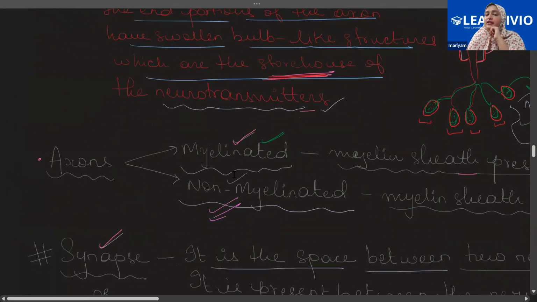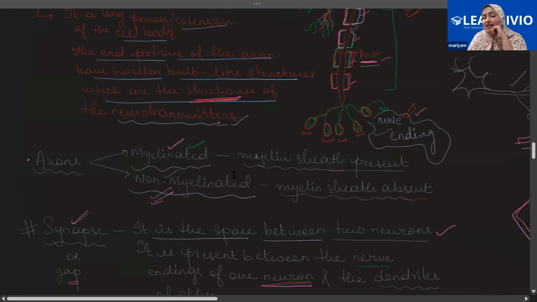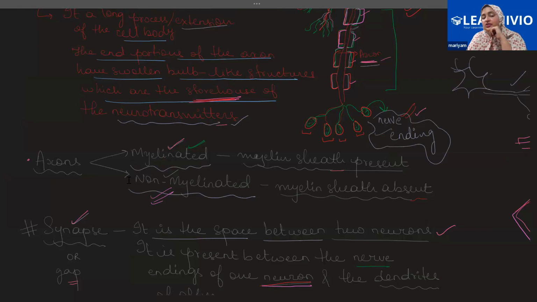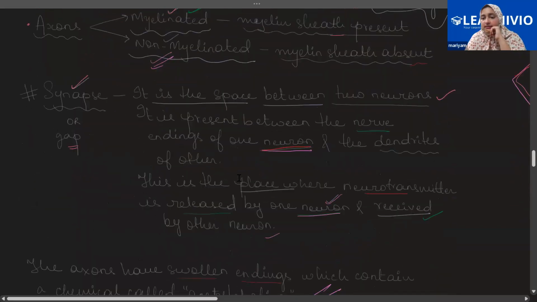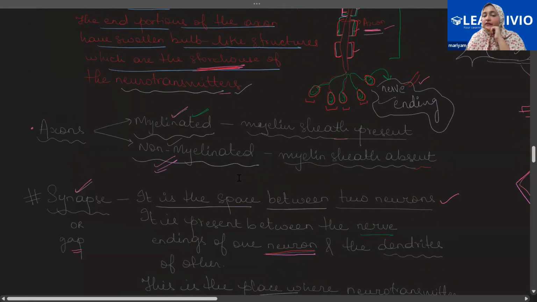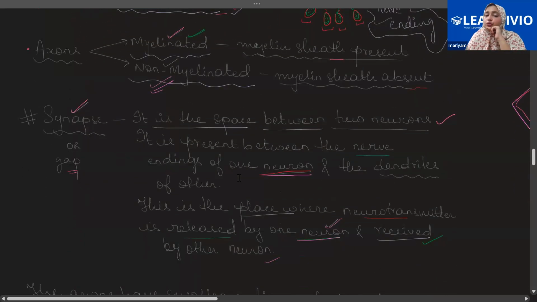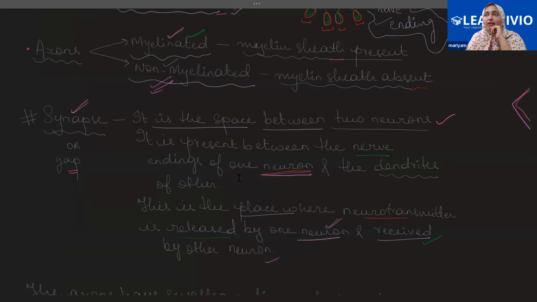Now, the axons are further of two types depending upon the presence or absence of myelin sheath on them. If the myelin sheath is present, we call those axons myelinated. And if the myelin sheath is absent, we call those axons non-myelinated axons. Now, what's the role of myelin sheath? It performs the function of insulation. Insulation. Okay.